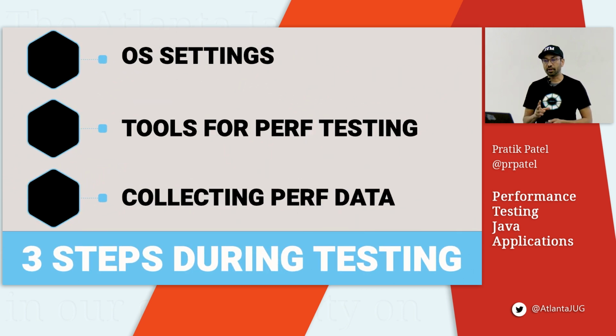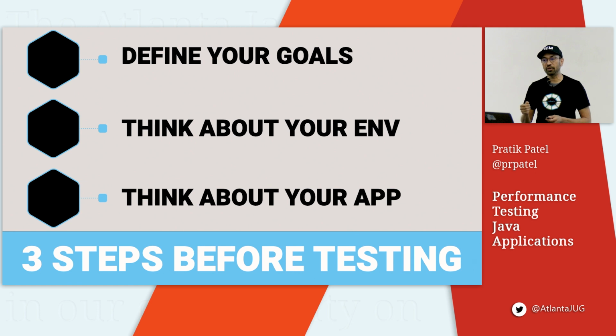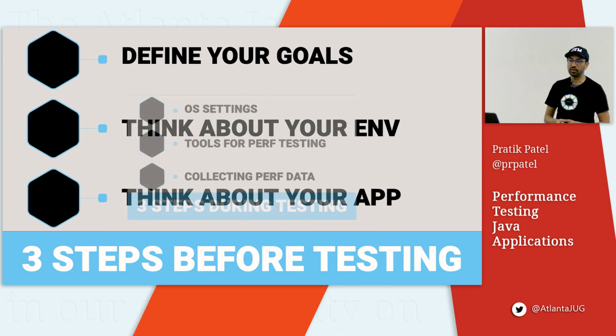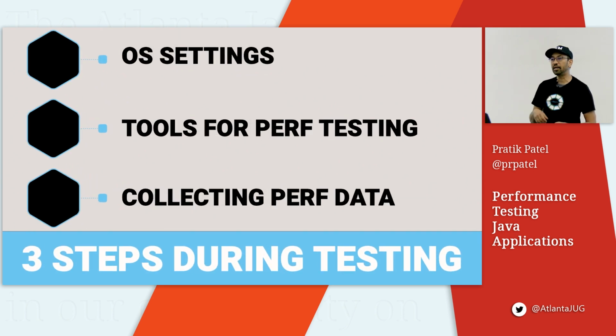3 steps during testing. So you've defined your goals, you've thought about your environment. Like Glenn said, have we thought about the operating system that it's running on? Are we giving it enough memory, et cetera? Do we have enough virtual CPU cores assigned? What is our app doing? Right, we'll get into all those things in a few minutes. Right, and then operating system settings.